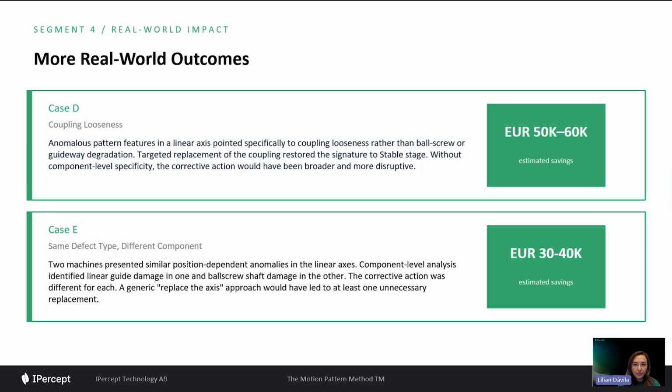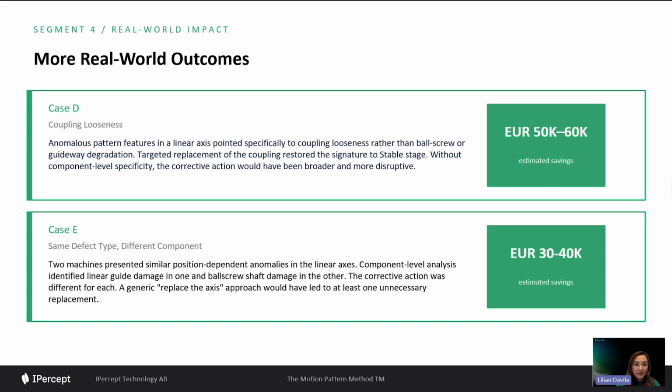We have 2 more cases here briefly. We have the coupling looseness. A defect in the linear feed drive was identified. The anomalous patterns clearly pointed to coupling looseness, not ball screw or guideway degradation. A targeted replacement was scheduled and carried out, restoring the subsystem to a stable state. Without the monitoring, a general "replace the axis" recommendation would have likely been issued, and the ball screw and maybe the bearings would have been replaced. So the estimated savings here are 50 to 60,000 euros.